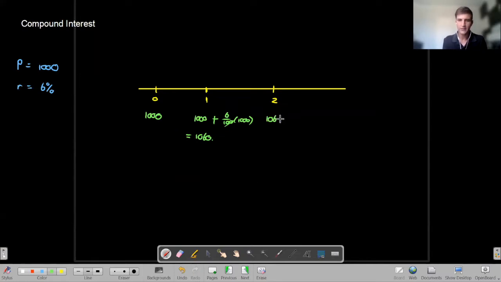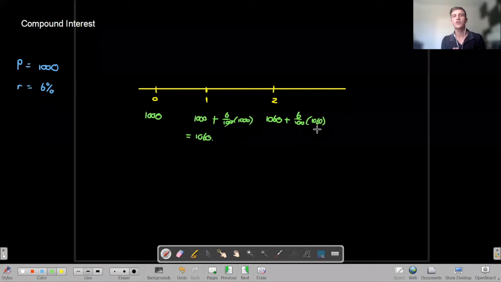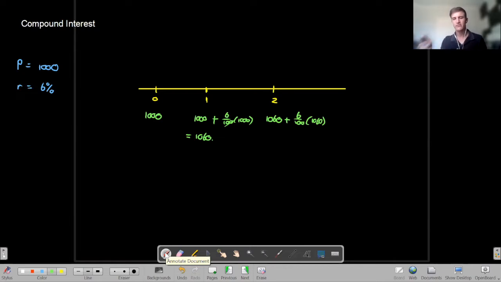I'm going to have this 1,060, and I'm going to have 6% of 1,060. So you guys can see that every single year I'm going to add a percentage of the amount that I received last year, and this can go on into infinity. But this method of calculating how much I'm worth, or how much the total amount is, is very tedious, because every single time we have to add the percentage of the previous amount. So there is a very nice formula that we can use to calculate the total amount at the end.